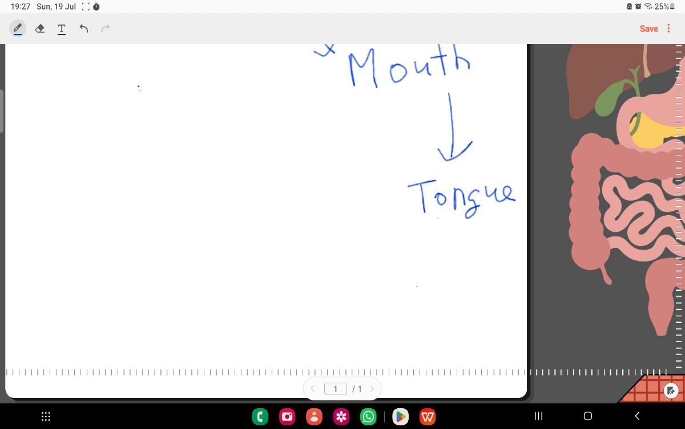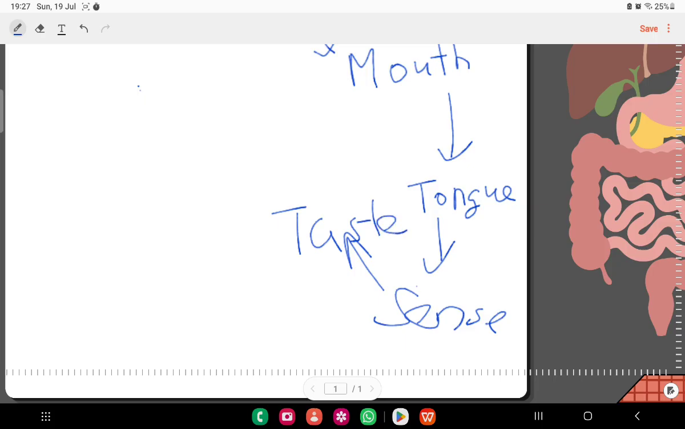Next we got the tongue. It is also a sense organ of our body, and it helps in taste.